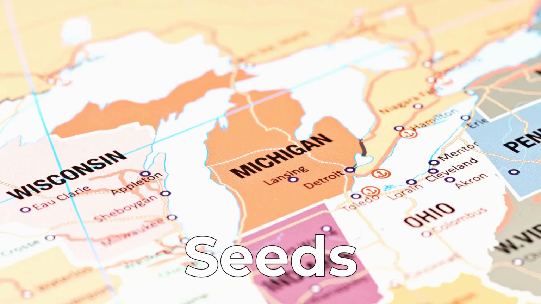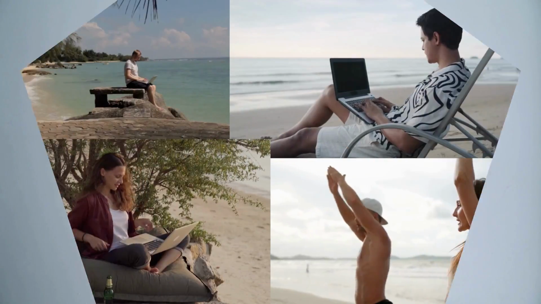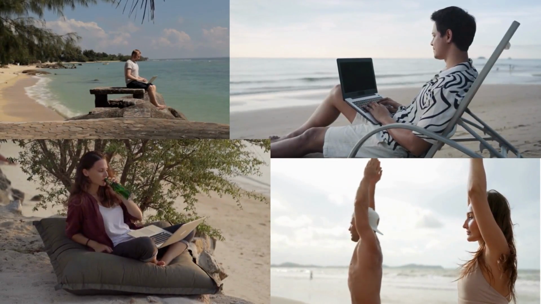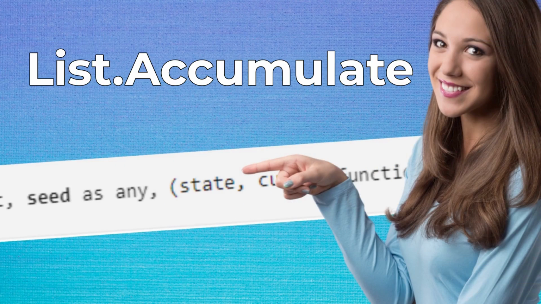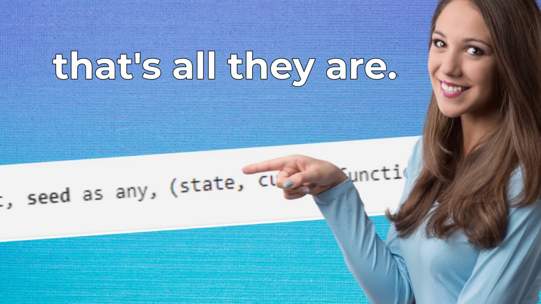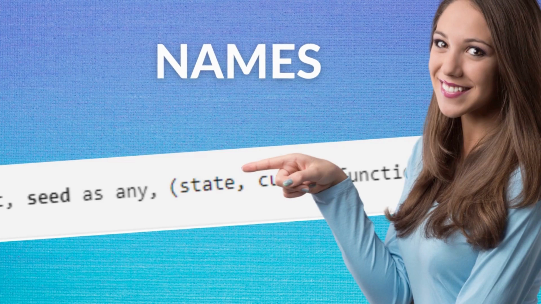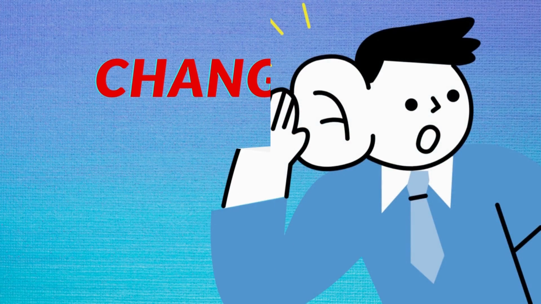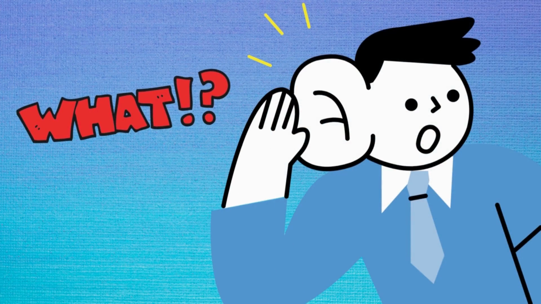What do seeds and states have in common? Well, the BI engineers at Microsoft had a meeting and they concluded that these names would work well together in the List.Accumulate function. But that's all they are, names that we can change. But before we get to that, let's first understand what List.Accumulate does.